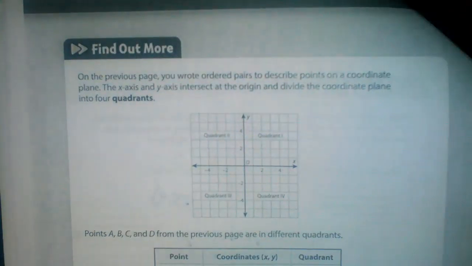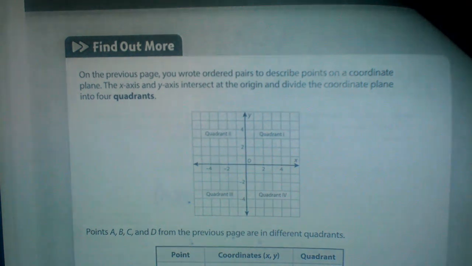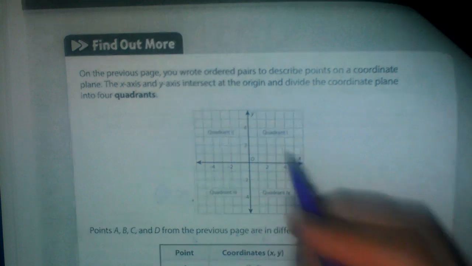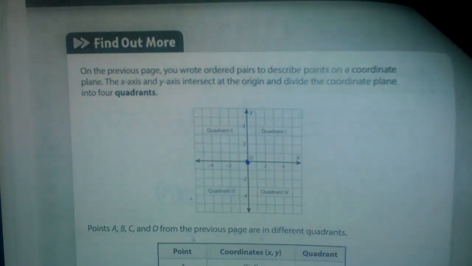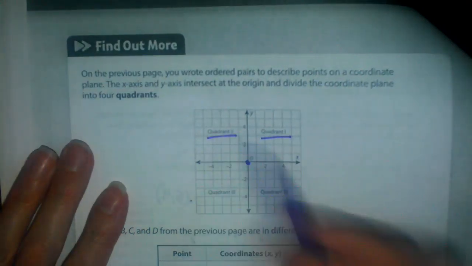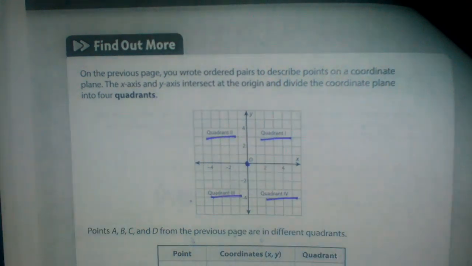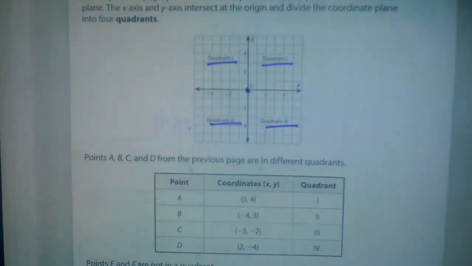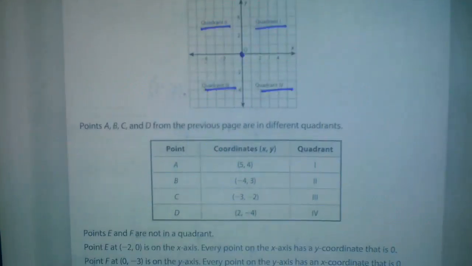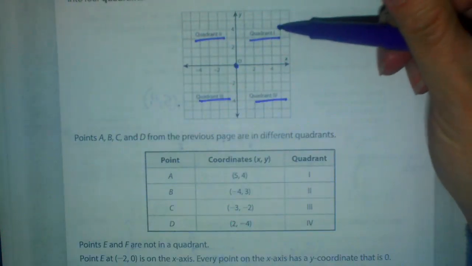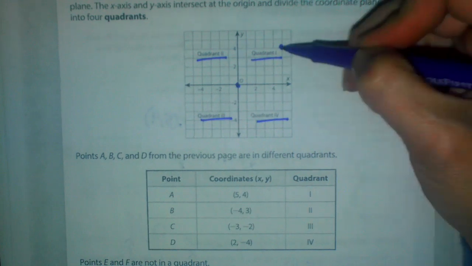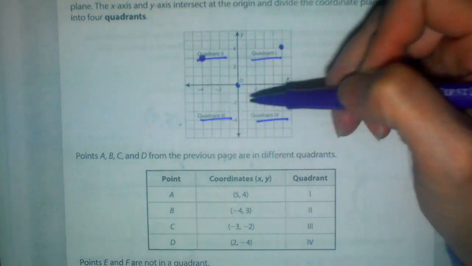On the previous page, you wrote the ordered pairs to describe points on a coordinate plane. The x-axis and the y-axis intersect at the origin. Remember, here's the origin. They divide the coordinate plane into 4 quadrants. So quadrant 1, quadrant 2, quadrant 3, and quadrant 4. Points A, B, C, and D from the previous page are in different quadrants. 5, 4 is in quadrant 1. Negative 4, 3 is in quadrant 2.